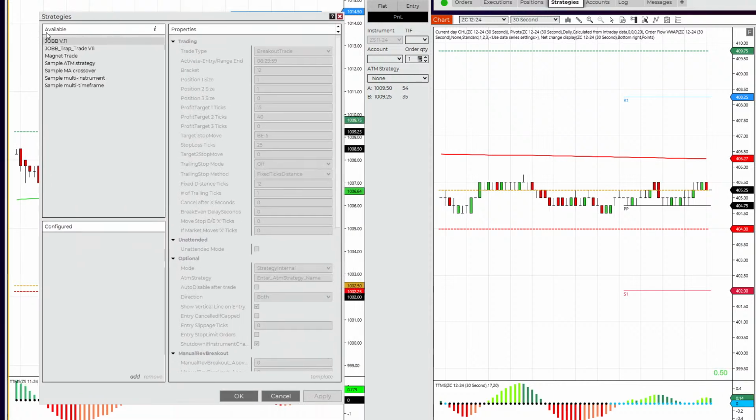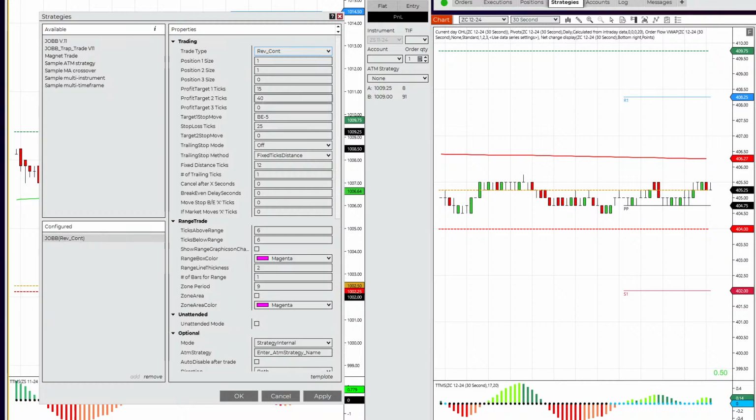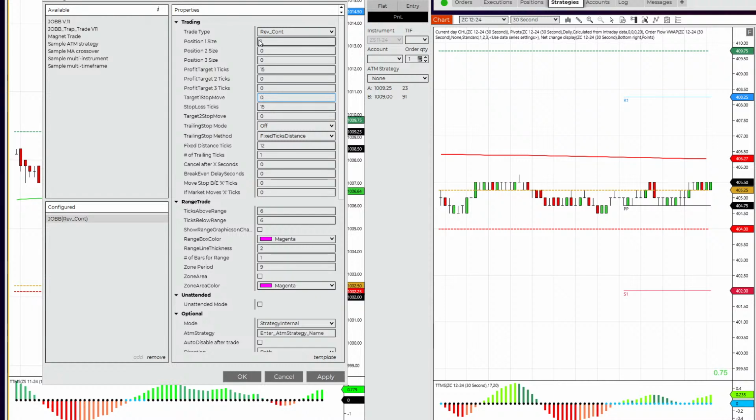So the first thing I'm going to do is set up soybeans, JOBB version 11. It's a reverse continuation. I'm just going to have one contract set up, a 15 target and a 15 stop. You don't need a target one stop move on that. That should be reset to 0. Remember, all you need for a reversal continuation is a target, a stop, and the number of positions, one position.